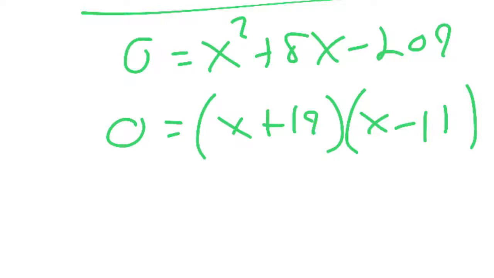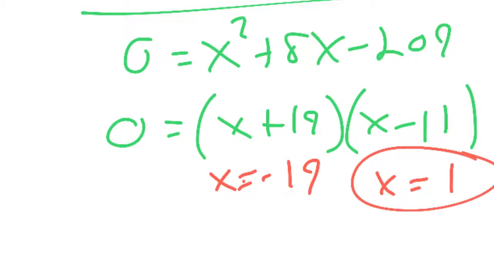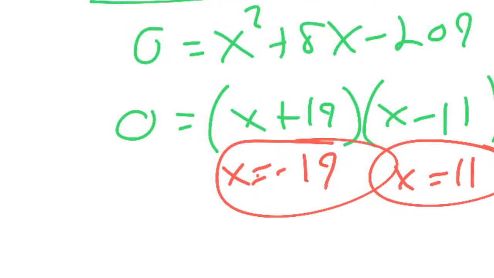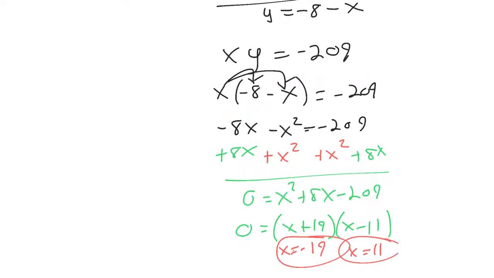And factoring is always best because if you can factor it, then it's really easy to find the solution. You just tell me what it takes to make each parentheses equal 0. So x equals negative 19, x equals 11. Those are the two solutions. So those are the two numbers that they were looking for.